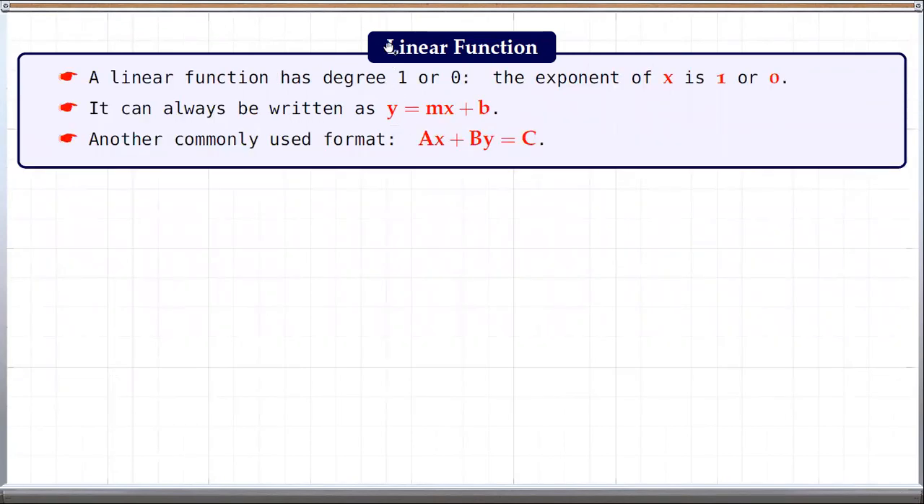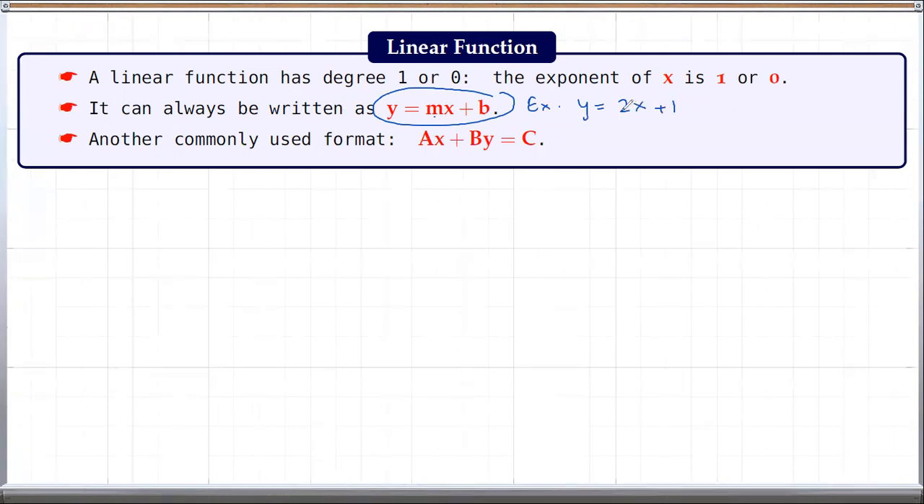So in general, a linear function has degree 1 or 0. By degree, we mean the exponent of x. Exponent of x is either 1 or 0. And we can always write a linear function in this form, y equals mx plus b, where m and b are some constants. So for example, a linear function would be y equals 2x plus 1.